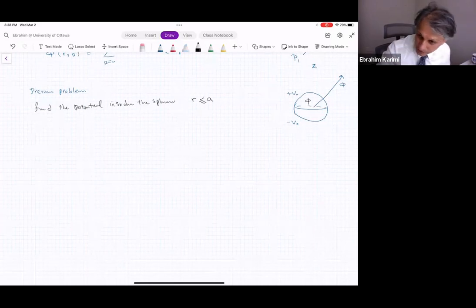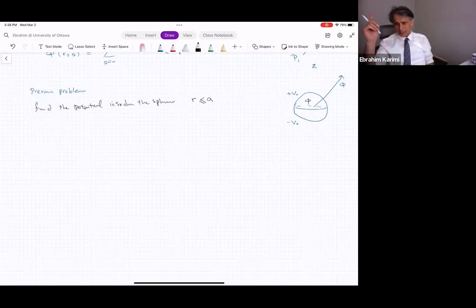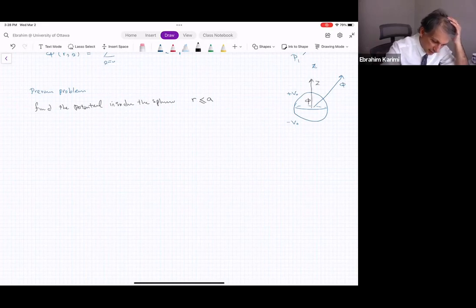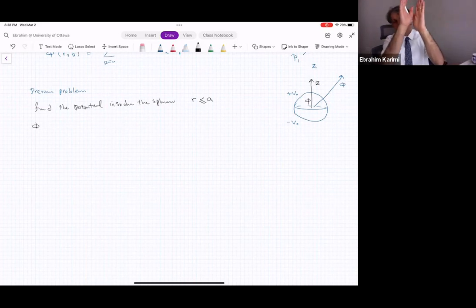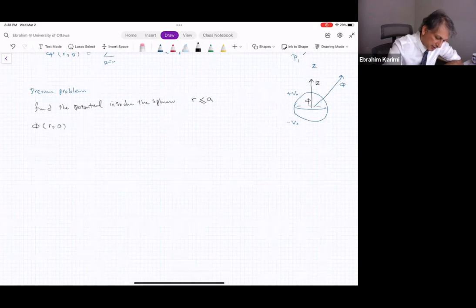Again, going back to the same physics, inside of the sphere you cannot distinguish the azimuthal orientation. Assuming that we choose the Z direction along this, the only dependency is the distance from the origin and what is going on with the theta angle. So phi again is given by R and theta. Then the solution will be the sum over L from 0 to infinity of AL R to the power of L plus BL divided by R to the power of L plus 1, times PL of cosine of theta.